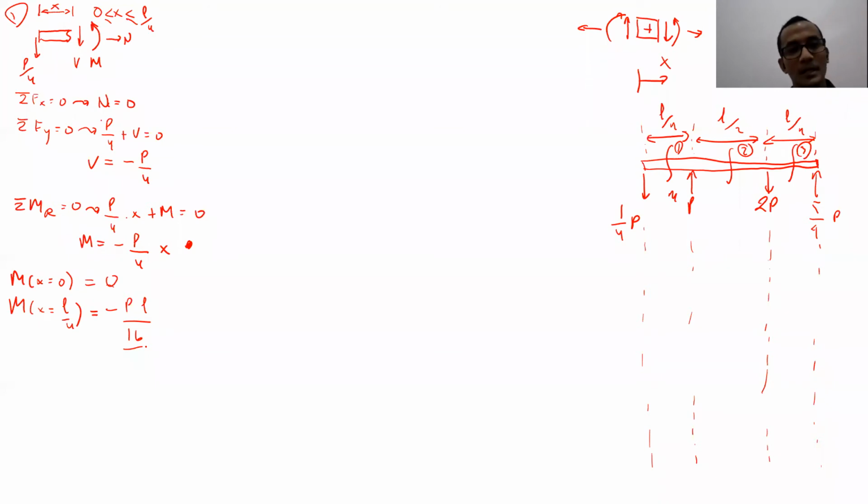Okay, so we know the value at this and this. Why did I put it there? Because this particular equation is a linear equation, and a linear equation is supposed to be a straight line. So we can draw it there. This is the first section. Actually, we can just try to draw it from now, the shear force diagram and the moment diagram. So this is the shear force diagram.